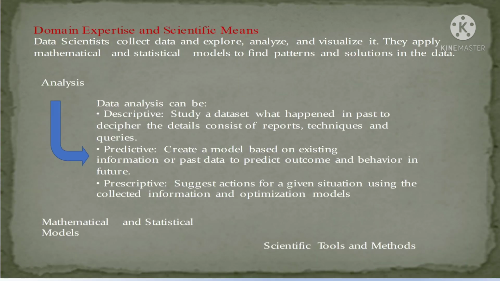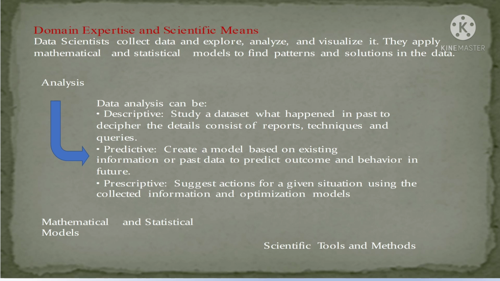Here, what is the meaning of domain expertise and scientific? It means the data scientists, the domain expertise persons. Suppose banking persons are able to sort out banking related problems. We can say the persons working in the finance department of the bank will sort out finance related problems or bank related problems also. We say this is the domain expertise person.